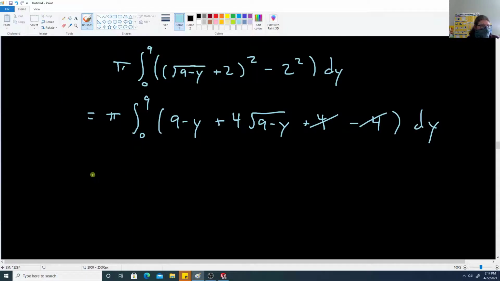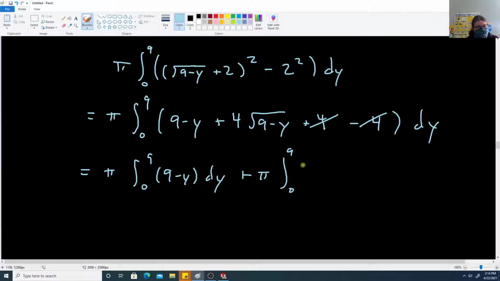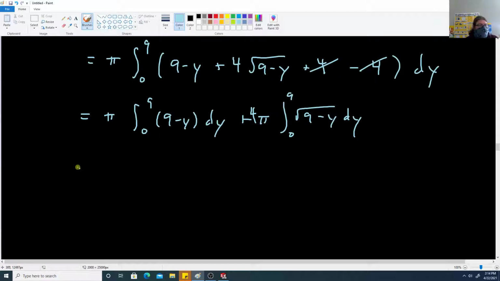We go to integrate this. I'm going to split the integral up because for the second part of the integral, I'm going to need to use a u substitution on it. I'm going to push the 4 out front also. So I'll push the 4 out front of the integral. Okay, so when we integrate this part, we get pi times the antiderivative of 9, which would be 9y, minus y itself will go to 1/2 y squared. You'll evaluate that from 0 up to 9.